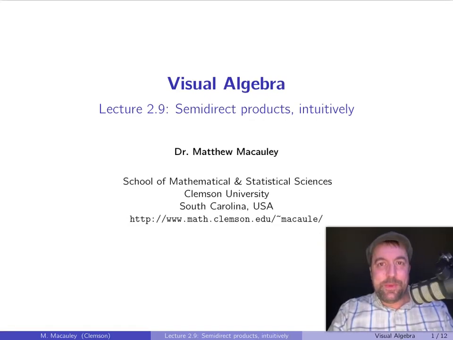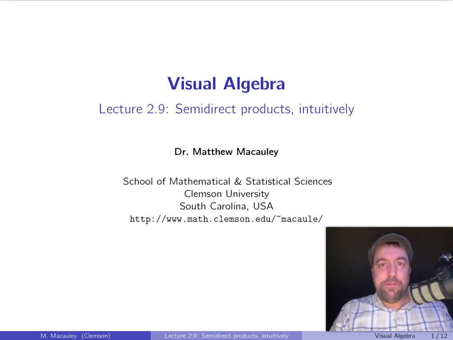Welcome to Visual Algebra Lecture 2.9, Semidirect Products Intuitively. In the previous lecture, we rewired the Cayley graph of the dihedral group to get new groups like the semidihedral and semi-abelian groups. What we were doing without realizing it was constructing a semidirect product of the cyclic group Cn with C2. In this lecture, we will explore this concept more generally by modifying a Cayley graph construction of a direct product. Loosely speaking, a semidirect product is a twisted direct product.